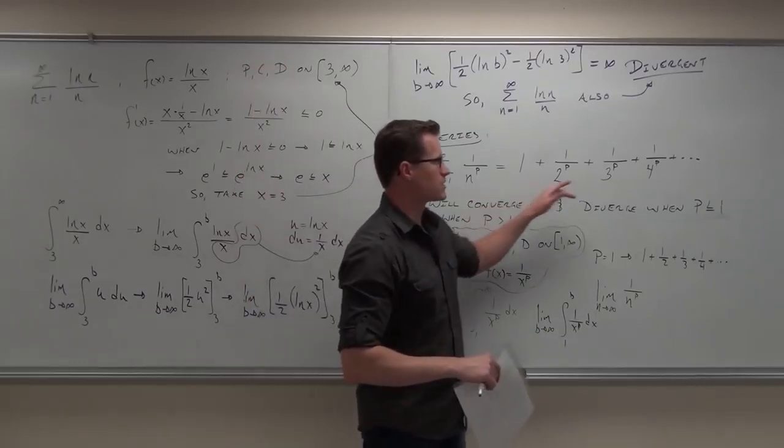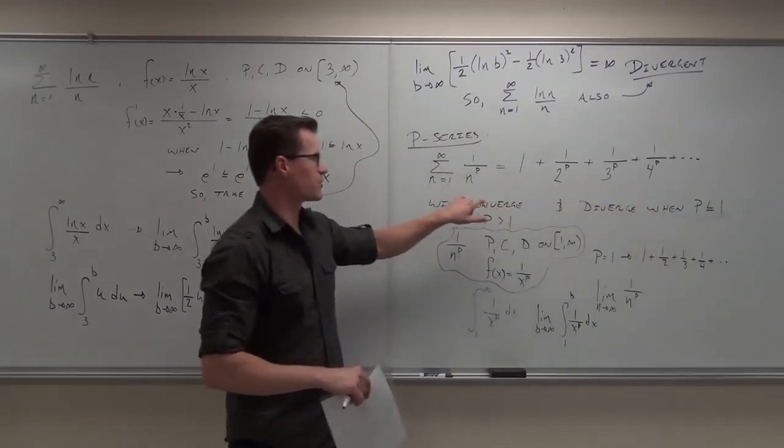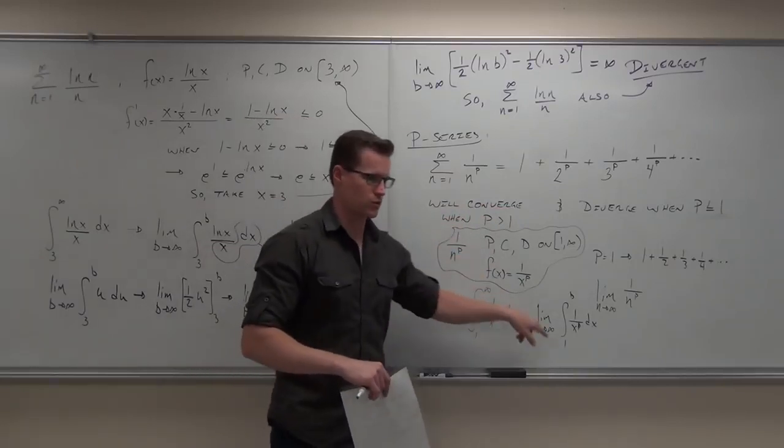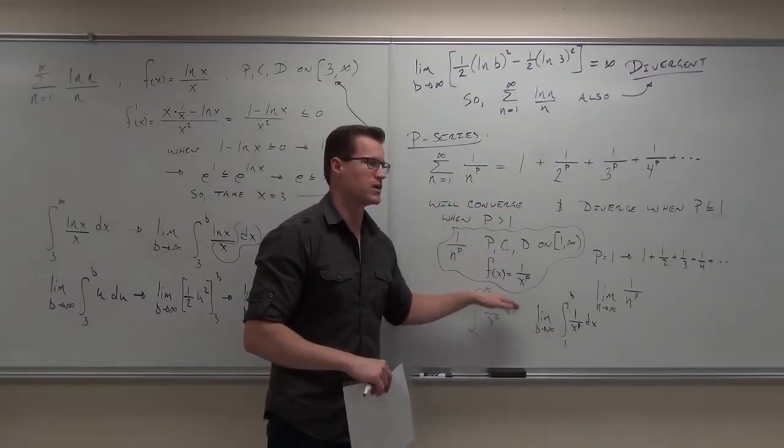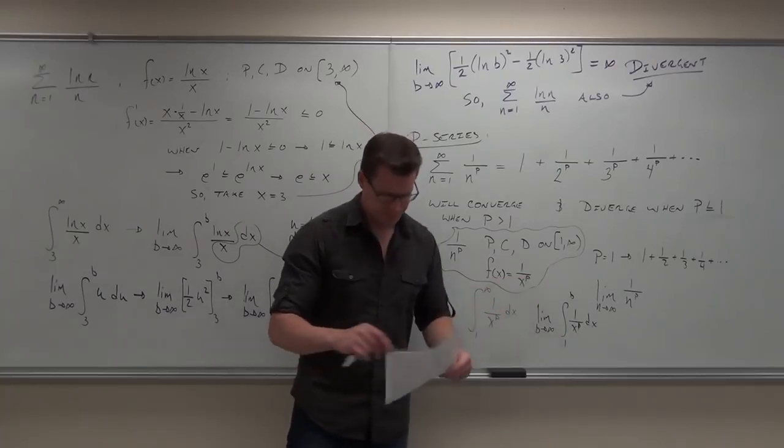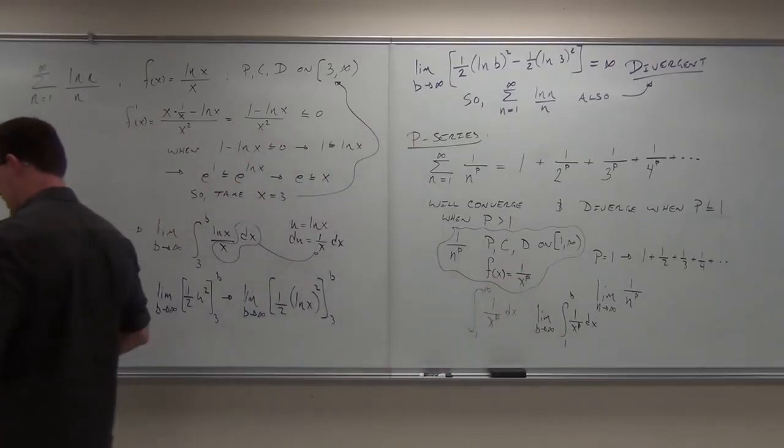So p series divergent, p is less than or equal to 1, p series convergent, p is greater than 1 by our integral test. And you can do this in general when p is greater than 1. Now, let me show you how this works and how nice this is.